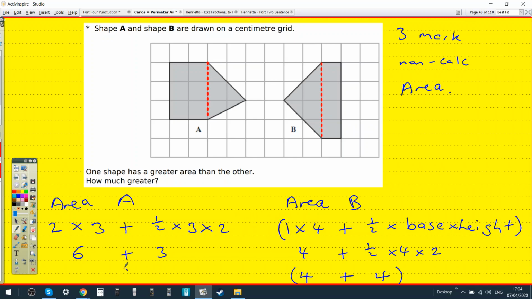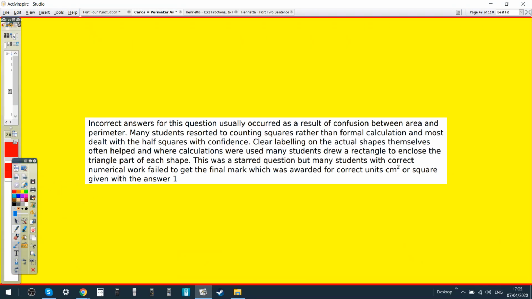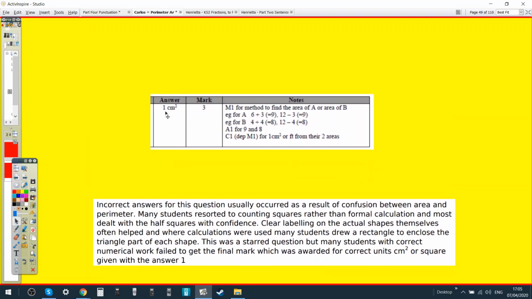So A is bigger. And it says how much greater? By 1. That is it. And so it is A, and it is 1 bigger. You do 9, take away 8, and you get 1. Let us take a look. Yes, 1 centimeter squared. 3 marks.